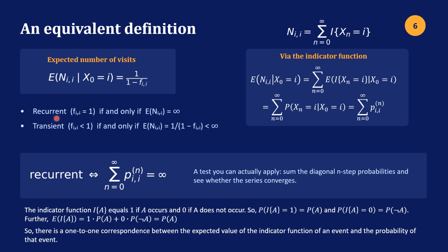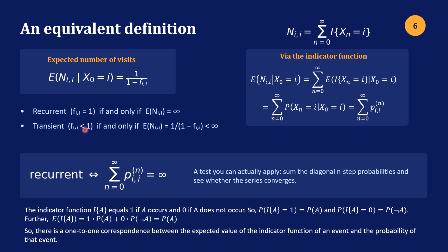And the state i is recurrent if f sub i equals 1. This blows up, and the expected value is infinite, so you return an infinite number of times. And then if f sub i is less than 1, this is a positive number, less than infinity, and the state is transient in that case.